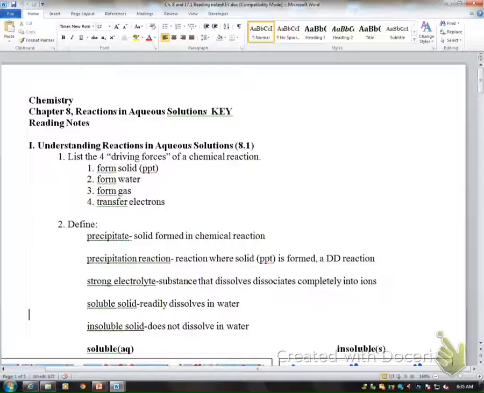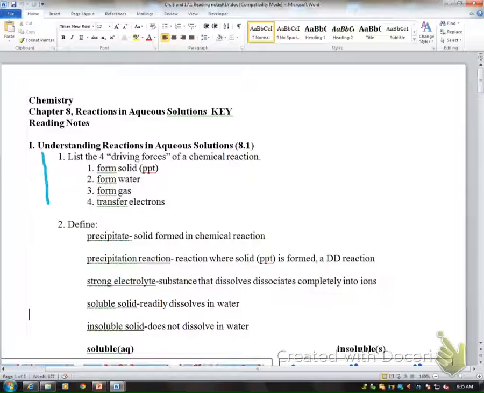First, the four driving forces of the reaction. Notice that these four driving forces are also very, very similar to the signs of a chemical reaction. They are all signs of the chemical reaction, precipitate being the same, forming a gas, giving up bubbles being the same. The new concept and something that you cannot physically see is the transfer of electrons, and that has to deal with one of the reaction types that we are learning by definition only.